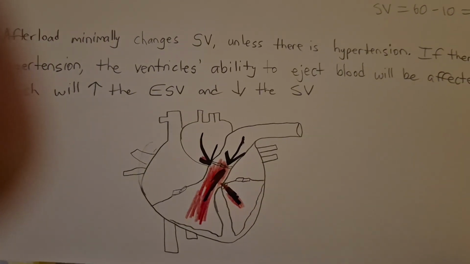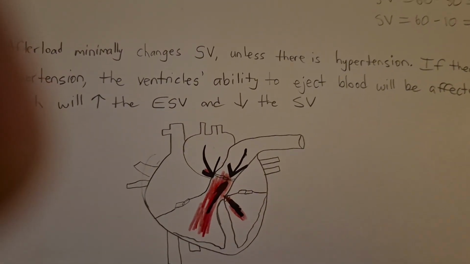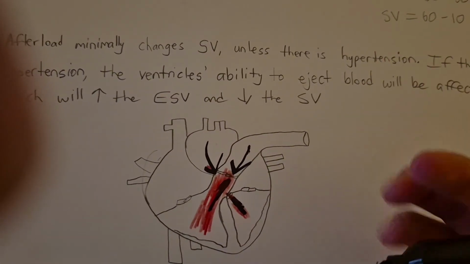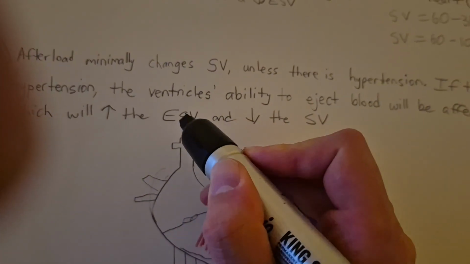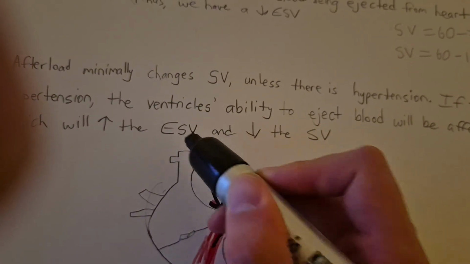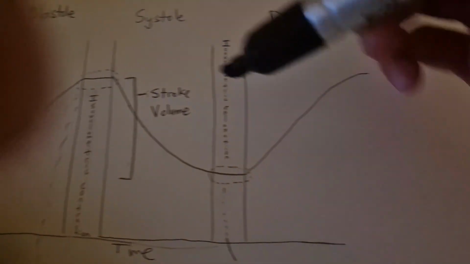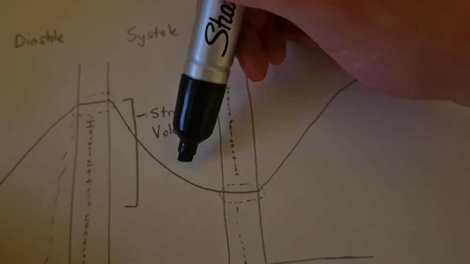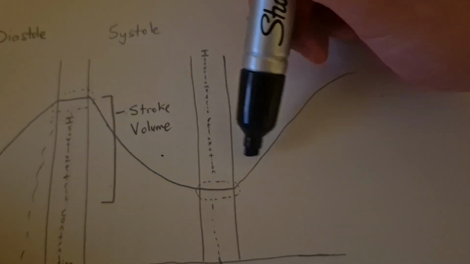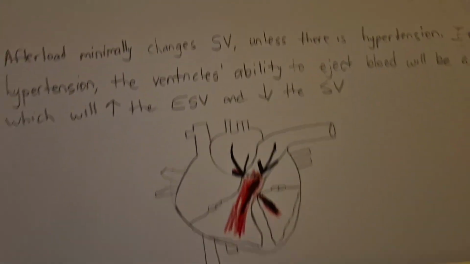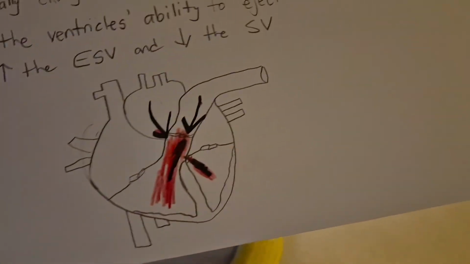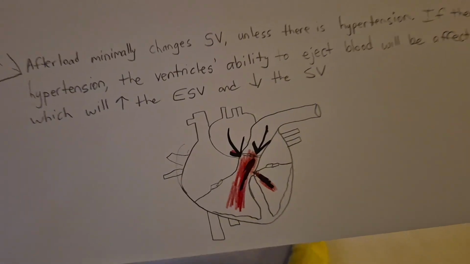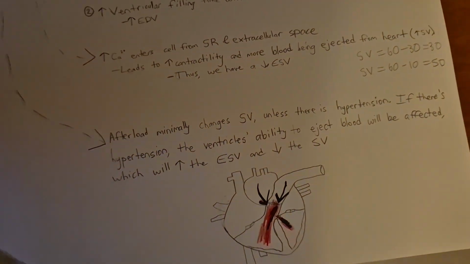And that is going to cause hypertension. And so you will not be able to get as much blood out of the heart. And that is going to increase the end systolic volume. And so instead of the line being here, the line will be somewhere like here. And so that is going to cause the stroke volume to be decreased if the end systolic volume is increased.